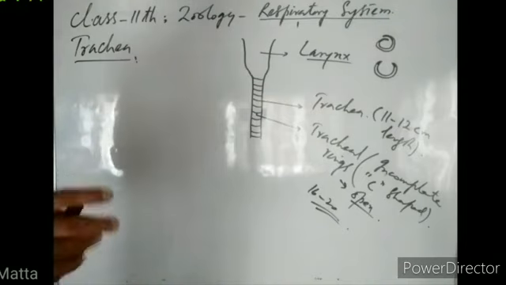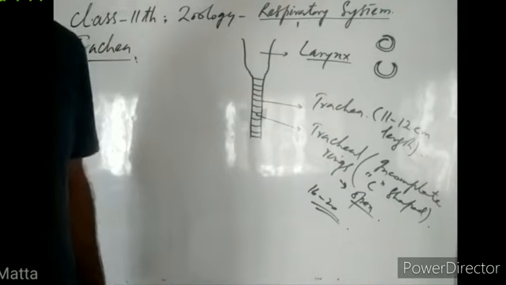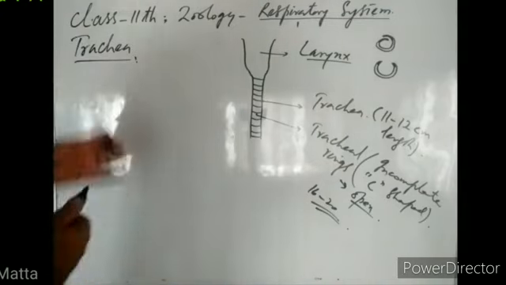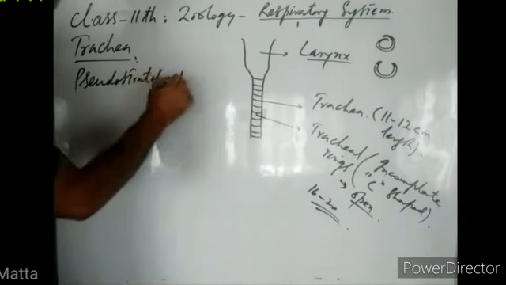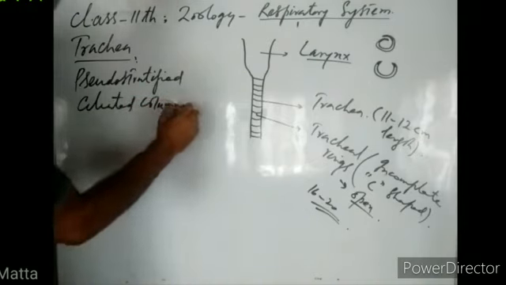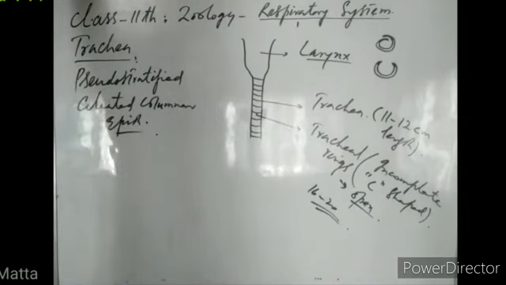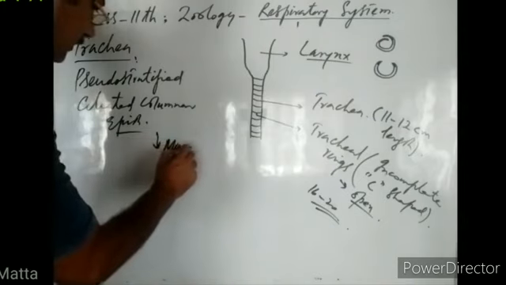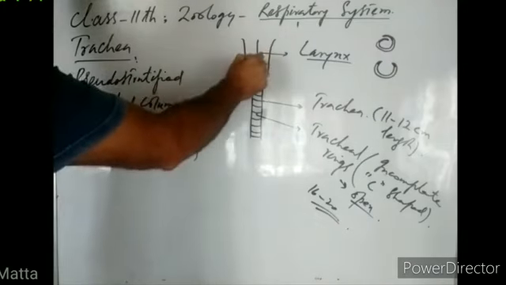Internally, this trachea is lined by pseudostratified ciliated columnar epithelium. The gland cells of this pseudostratified ciliated columnar epithelium produce mucus. This mucus traps the dust particles, which may be inhaled along with inhaled air.